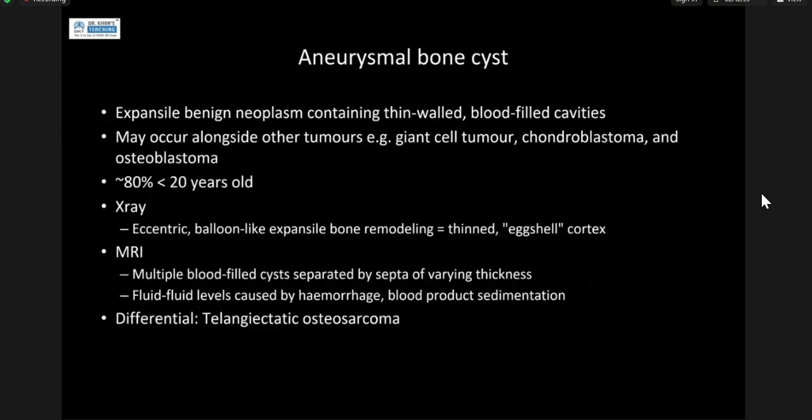I was actually always taught by one of my consultants that ABCs tend to occur in the presence of another lesion. They rarely occur on their own, so you'd be really looking for and interrogating to ensure that there isn't another or underlying tumor along with that ABC. Predominantly these occur under 20, and we've seen a lovely example and description by candidate 1, who also mentioned the telangiectatic osteosarcoma.